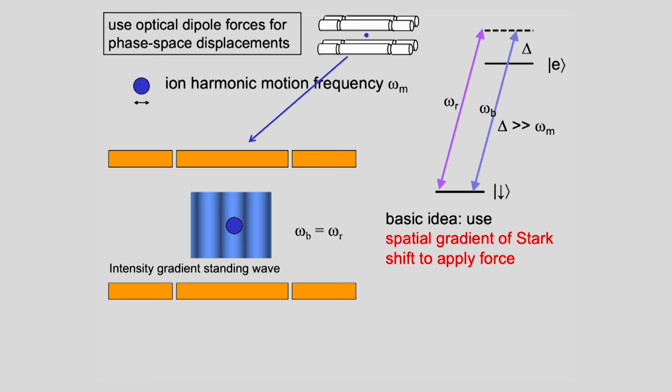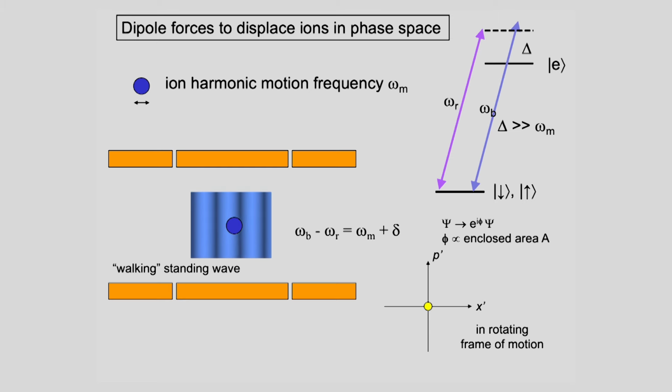Anyway, we can use the force from the standing wave to push the ions around in a circle to make our phase gate. And that's what I show here. For the simplest case, I want to initialize the motion to the ground state, and then in a frame that rotates with the motion of the ions, we can push the ions around in this circle, which I show on the bottom right there. And we adjust things so that we pick up exactly this minus sign on the state that we want for our quantum bits.